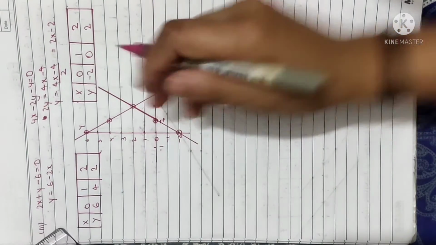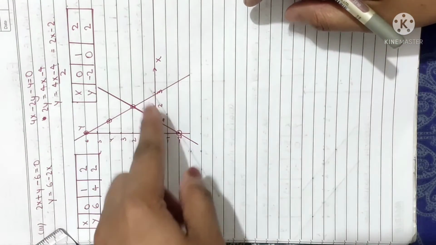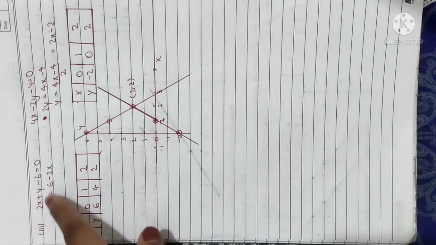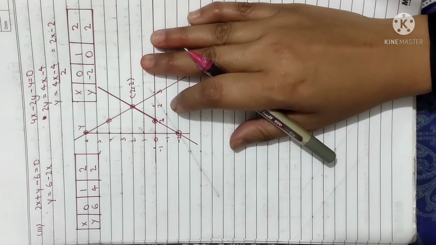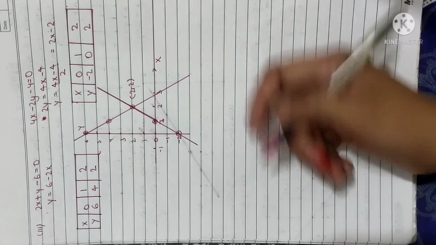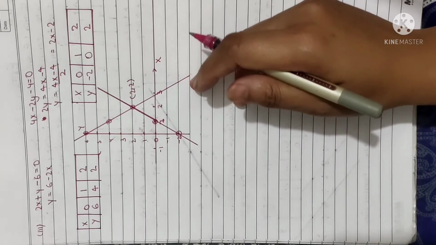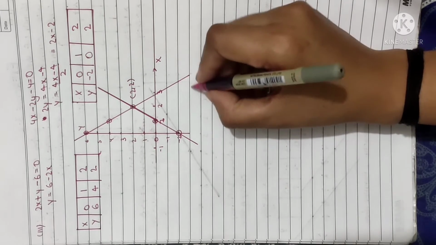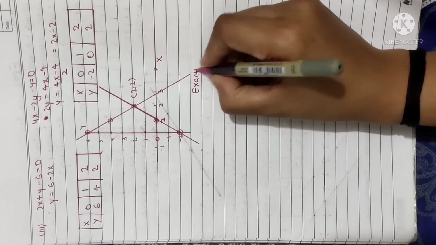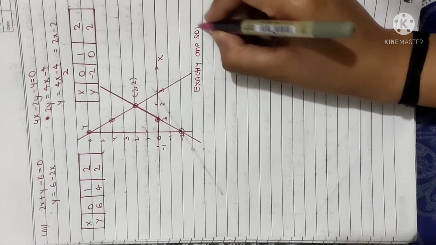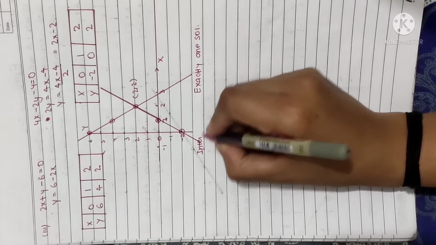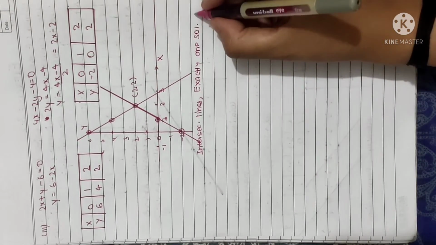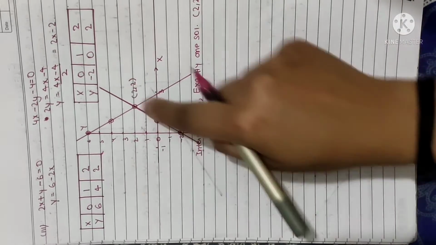Here we can see that these two lines intersect at this point. So this point is 2 comma 2, and 2 comma 2 is the solution for these two equations. As these two lines are intersecting each other, there is exactly one solution, because the lines are intersecting. That's why it has exactly one solution, which is 2, 2.